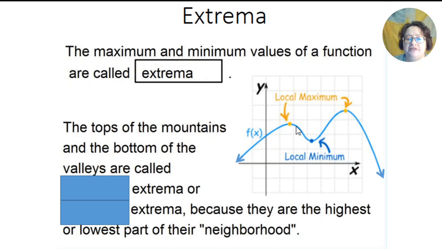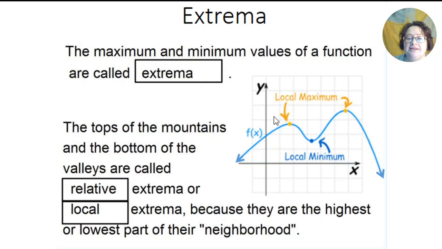So if we look at this graph, the top of the mountains and the bottom of the valleys are called relative extrema or local extrema because they are the highest or lowest part of their neighborhood, that particular area. You notice this first yellow point here is the highest in this section of the graph, so that's a local maximum, but it is not the highest of the graph overall. The second point here would be higher than the first, but because it's in a different area of the graph, they are both considered local maximums. Here, this minimum point is not the lowest point of the whole graph, but it is the lowest point in this section, so it is called the local minimum.